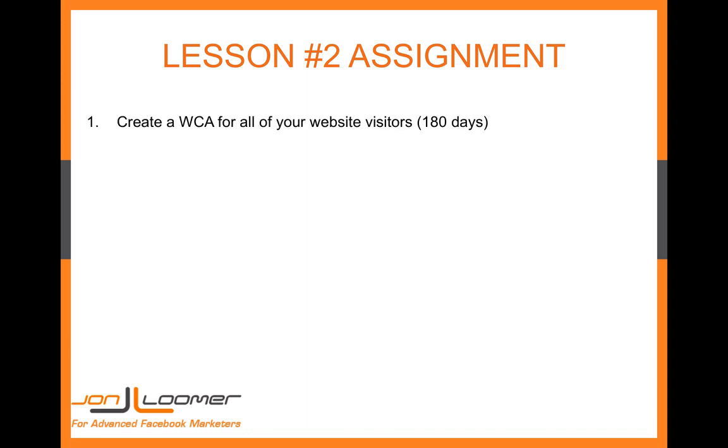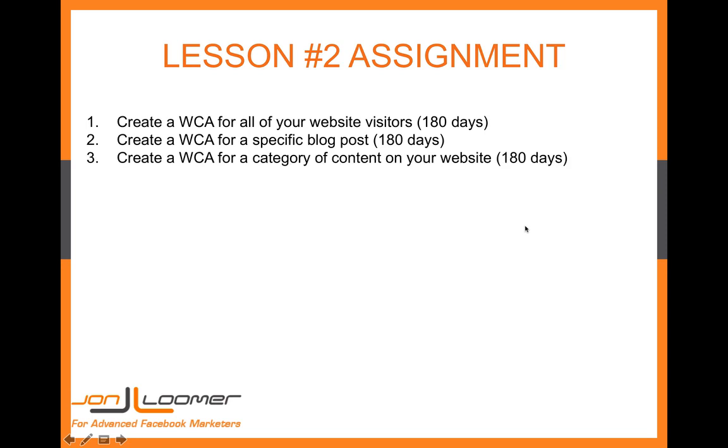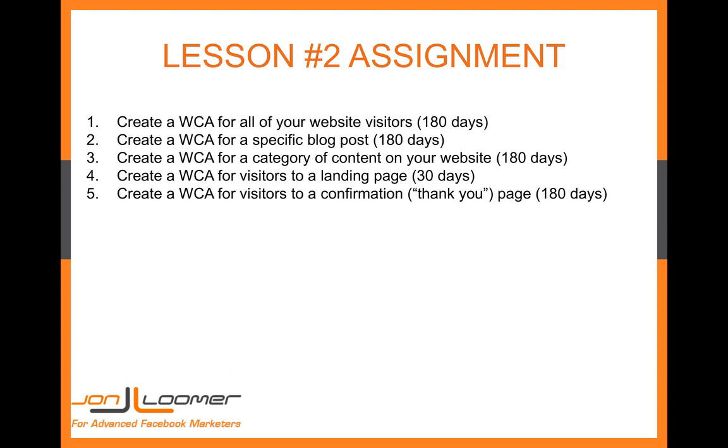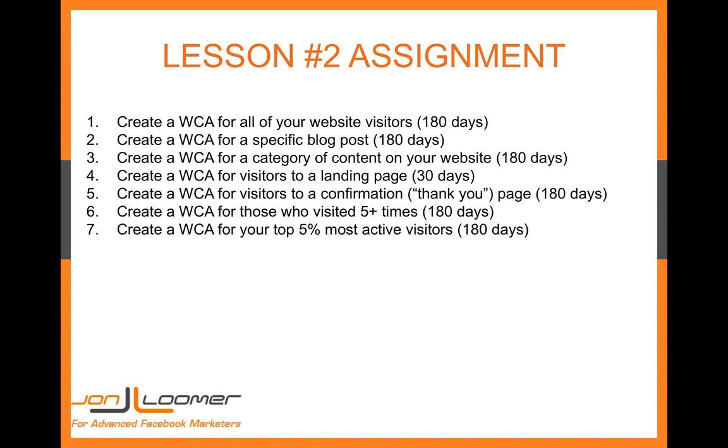Last week's assignment was to, first of all, create a website custom audience for all of your website visitors over the last 180 days. Second, create a website custom audience for a specific blog post. Third, create one for a category of content on your website. Fourth, create one for visitors to a landing page. Fifth, create one for visitors to a confirmation or thank you page, so that's basically after performing some sort of conversion, or a page that they wouldn't see again. Sixth, create one for those who visited 5 or more times in the last 180 days. And then create one for your top 5% most active visitors.